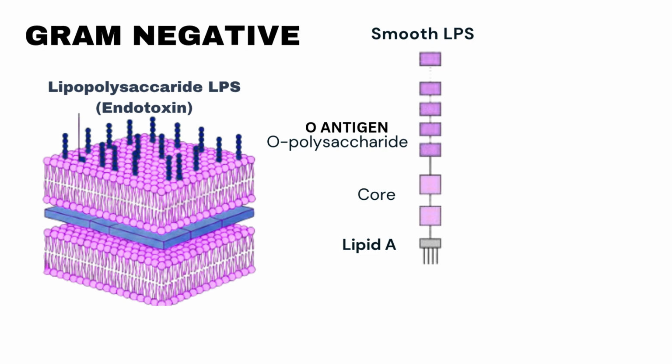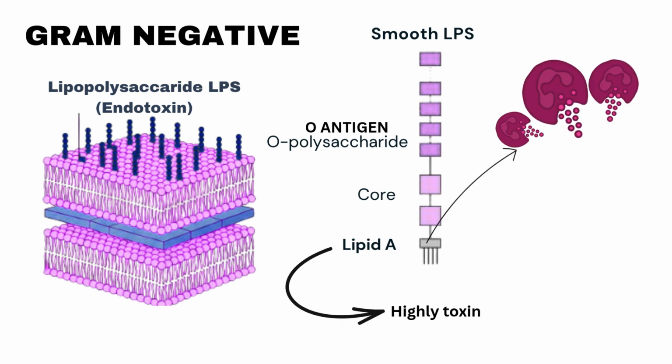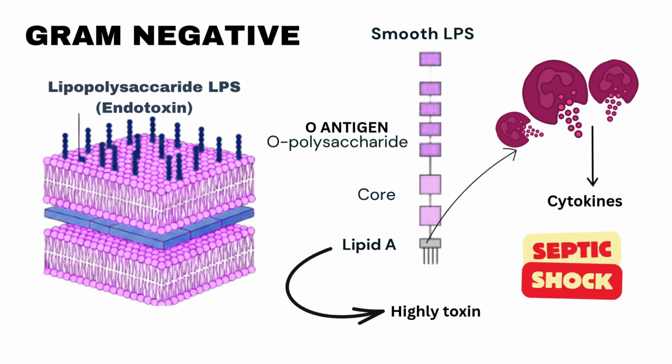Lipid A is highly toxic. If this bacteria enters the bloodstream, lipid A massively overstimulates macrophages to release a tsunami of cytokines. This leads to severe fever, widespread vasodilation, dropping blood pressure, and ultimately septic shock.